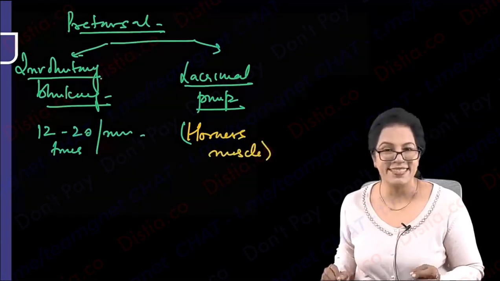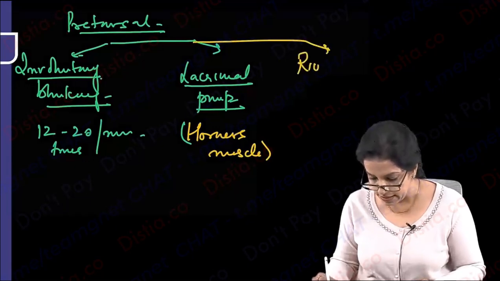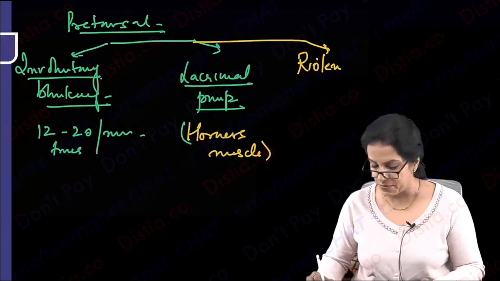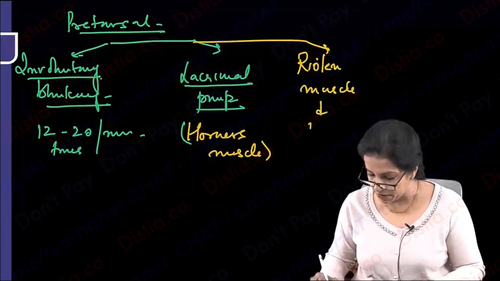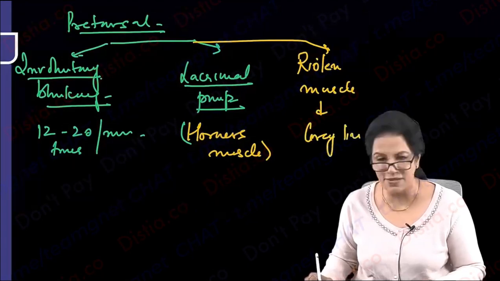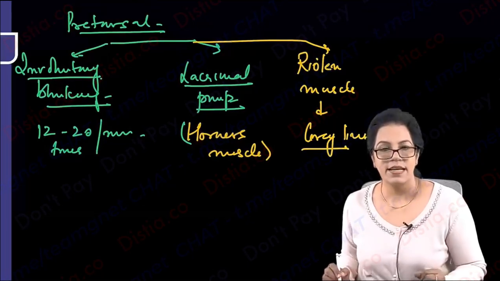Be familiar with this. And then another name for another muscle is Riolan's muscle, which is also a part of the pretarsal part of the orbicularis. Riolan's muscle is mainly responsible for the formation of the gray line. Now this is a little extra information. If you don't want to remember, it's okay. They won't ask you. Right?